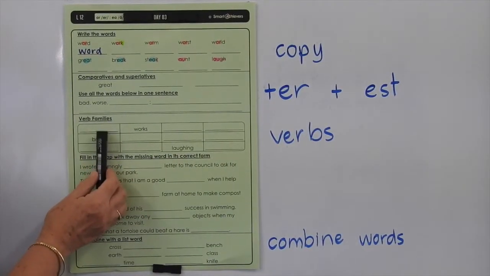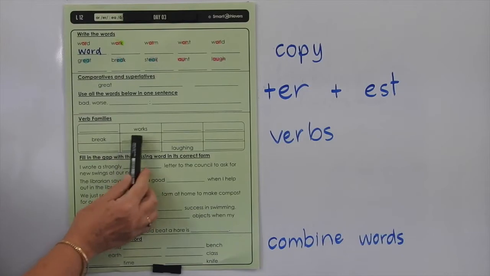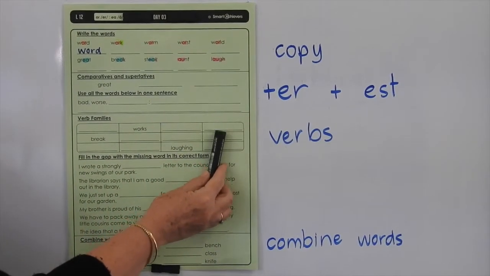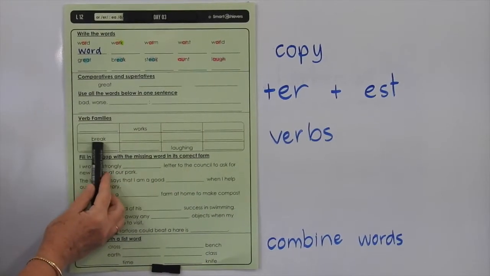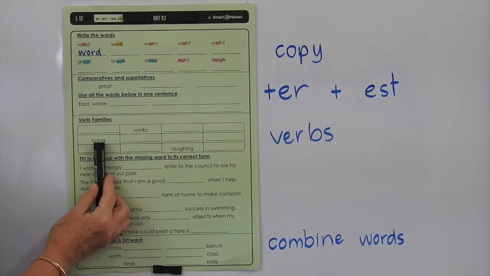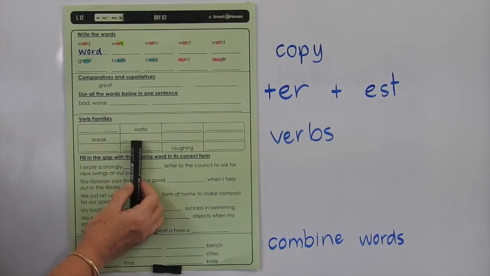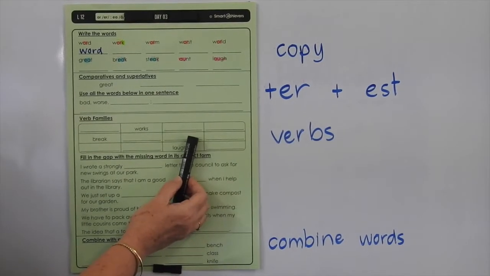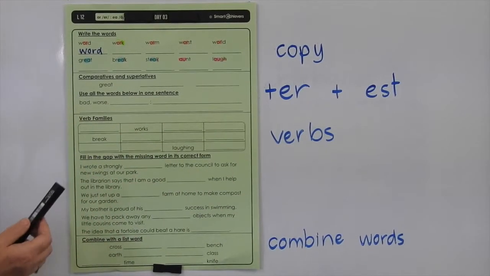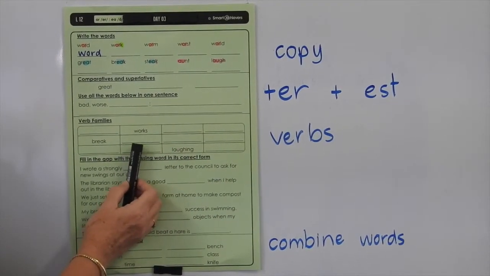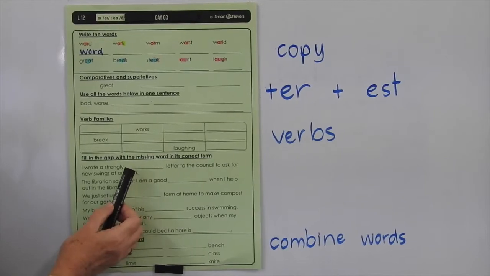Verb families. First of all, you have to write the base word here, then you're adding the S, then you're adding the ing, and then you're adding the ed. But just be careful, because break is an irregular verb. You will be able to go break, breaks, breaking, but you can't say braked, he braked the glass. You would have to say he broke it. So just be careful in writing that one in, but the others should work for you.